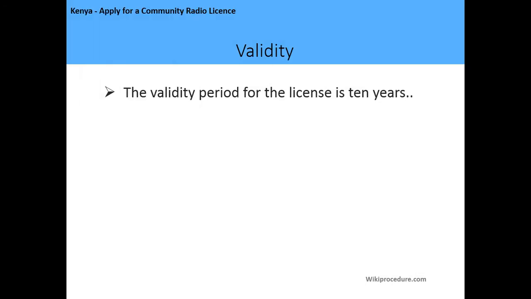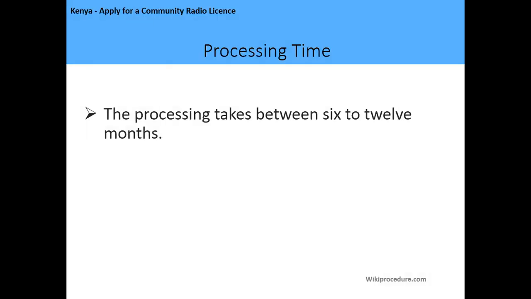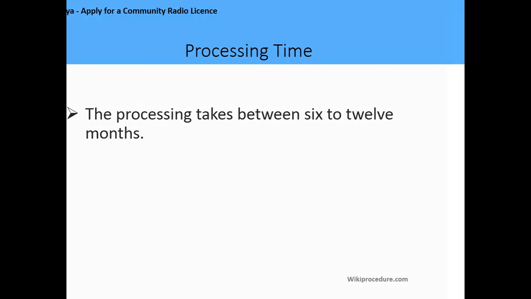be offered. The validity period, the license is valid for 10 years, but there is an annual return and operating cost which you are supposed to be paying or facilitating. The processing time takes between 6 to 12 months.